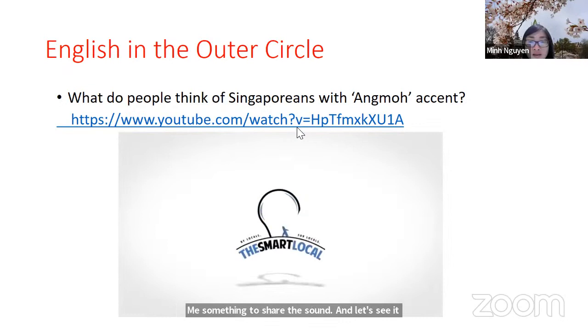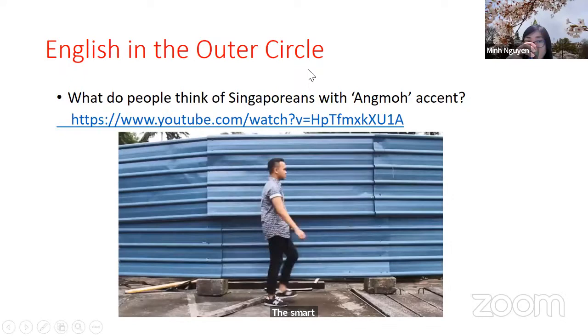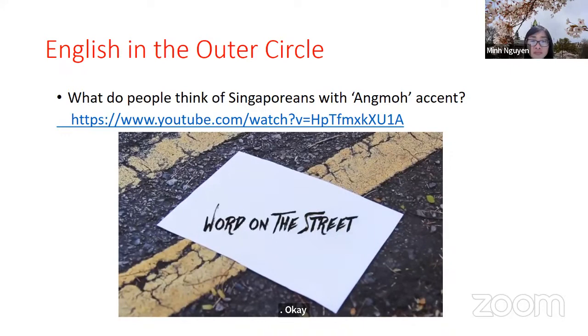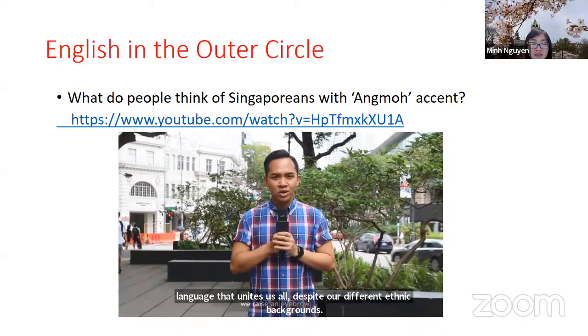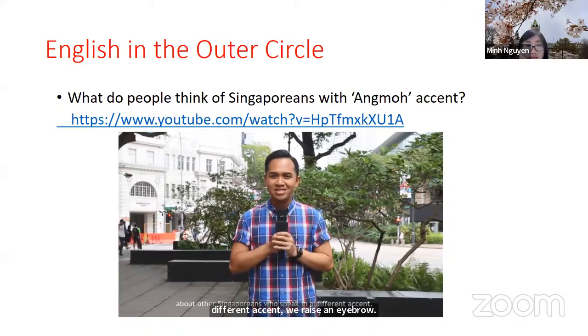TheSmartLocal.com. Hey everyone, I'm Fauzi and welcome to a brand new episode of One the Street. In Singapore, English is a language that unites us all despite our different ethnic backgrounds. And yet when someone speaks the same language but in a different accent, we raise an eyebrow. So that's why I'm taking to the streets to find out what Singaporeans really think about other Singaporeans who speak in a different accent.